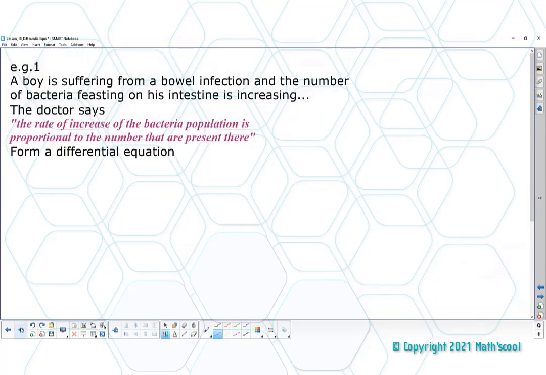Okay, so now we're doing other situations. In each one of these situations, we've been given somebody's idea of what might be going on. A boy is suffering from a bowel infection. The number of bacteria feasting on his intestine is increasing. The doctor says the rate of increase of bacterial population is proportional to the number that are present. So this is what the doctors told us, and we have to use that information to form our differential equation.